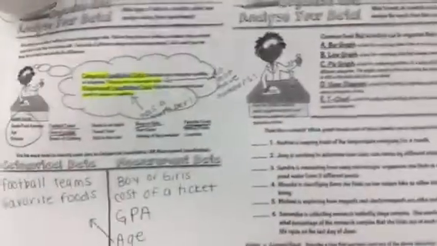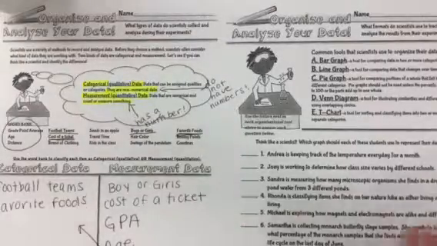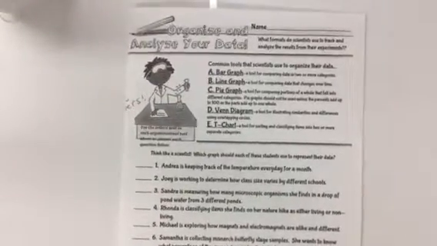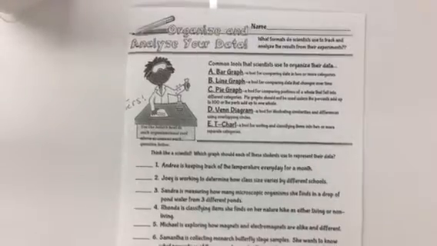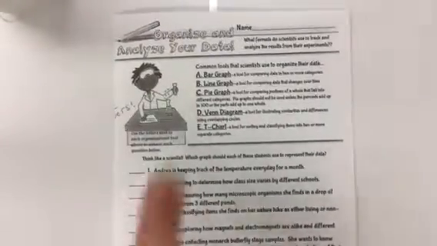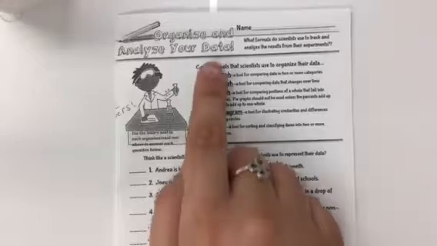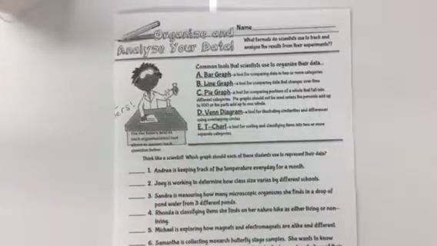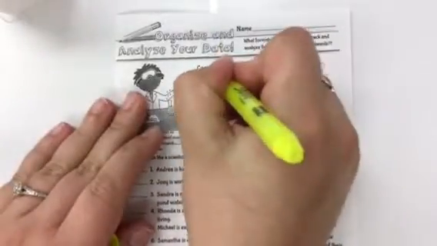Okay, we're going to move on to the next one. Now that we have our data, it's time to organize the data. And the way that we organize data is by using graphs. So we have 5 different types of graphs here. The first type of graph is a bar graph.